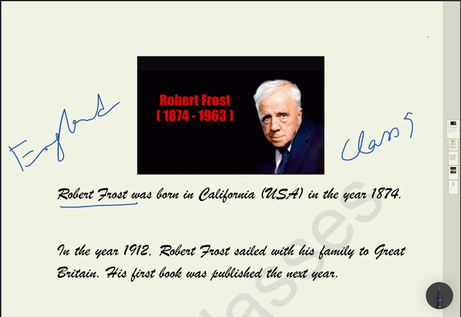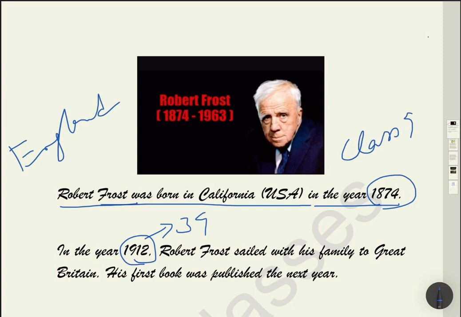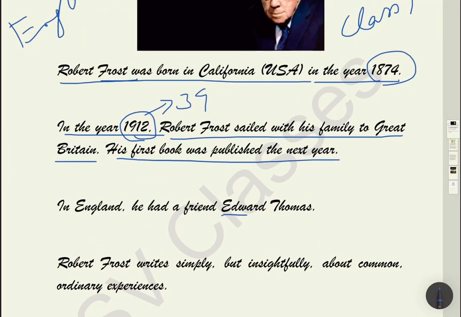Now, before reading the poem, we should know something about the life of Robert Frost. He was born in California, USA in the year 1874. Till 1912, it means till the age of 39, he was in America and he used to write poems, but they didn't become so popular. But in the year 1912, Robert Frost sailed with his family to Great Britain and his first book was published the very next year. In England, he had a friend whose name was Edward Thomas.